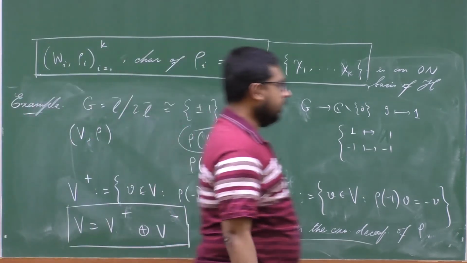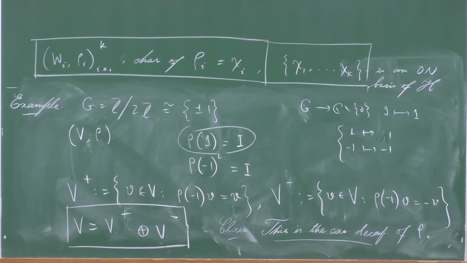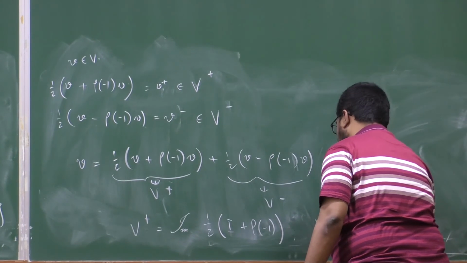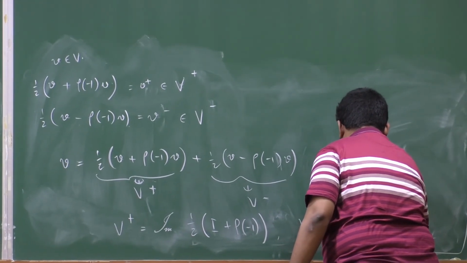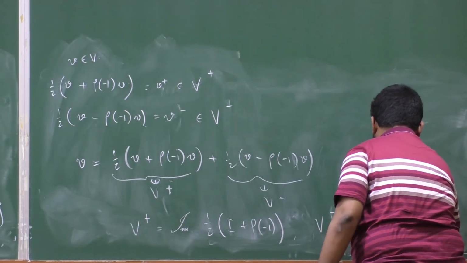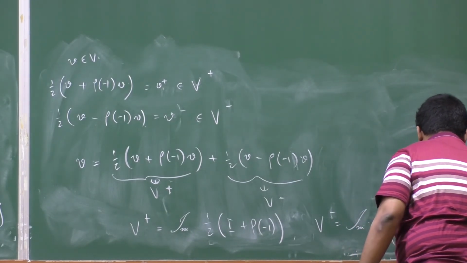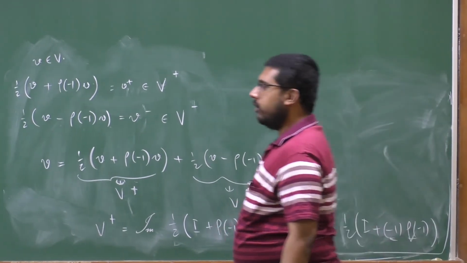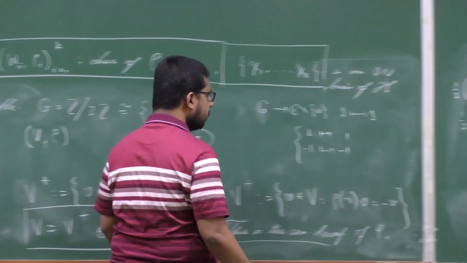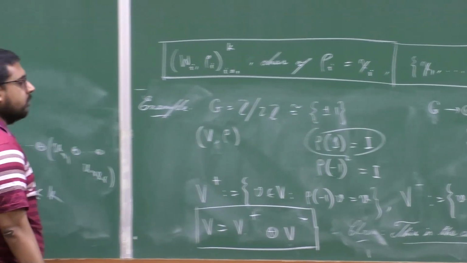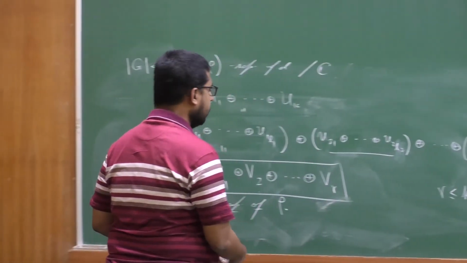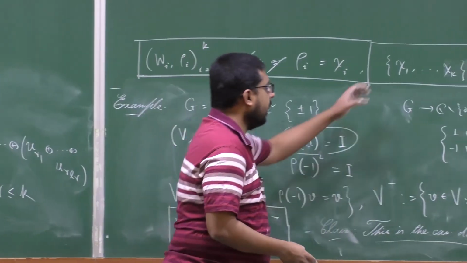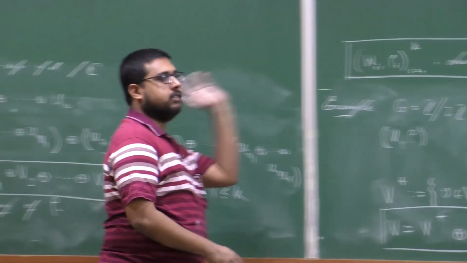So here you see that for the first character it is identity plus rho minus 1, and here it will be the image of half identity minus rho minus 1. So this is the second character. In the next lecture we show that each Vi is determined solely in terms of the characters and the given representation, and that will establish the uniqueness.